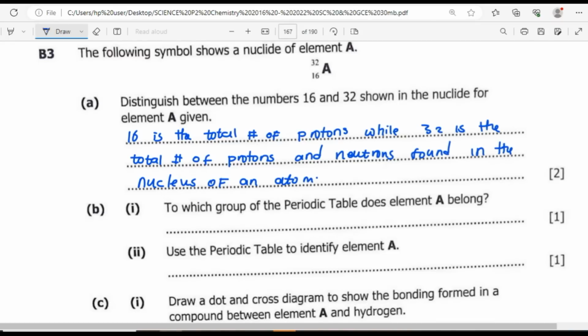To which group of the periodic table does element A belong? So how do you define the group? You write the configuration for this one. So the first shell will occupy 2, 16 minus 2, we have 14, we have 8, then 6. So group 6, because there are 6 electrons in the outermost shell. Use the periodic table to identify element T. Yes, so according to the periodic table, with this number is sulfur.